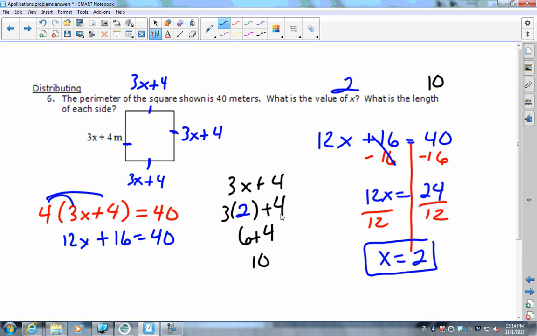Another way, because some people say, well, why couldn't I just go, I know that the perimeter is 40 and all the sides are the same. How come I just can't do 40 divided by 4 and get 10 for the length of the side? You could have. That's another way to attack this problem. If you did that, that gave you the length of the side. But now what do you do to find x? Well, to find x, couldn't you take the length of the side, 3x plus 4, and set it equal to 10? Won't that give you 2 as well? Right? So you could do it either way.